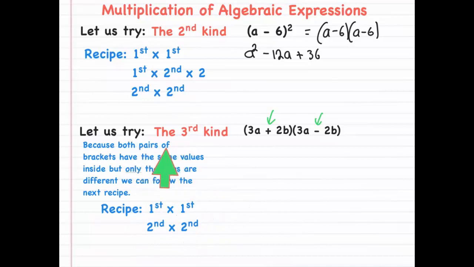Because both pairs of brackets have the same values inside, but only the signs are different, we can follow the next recipe. First times the first. So 3a times 3a, and I'll show you here in purple. There we go. And that gives me 9a squared. And then we also just go second with second. So 2b times minus 2b, so this one times that one. And that gives me minus 4b squared. And I am done.